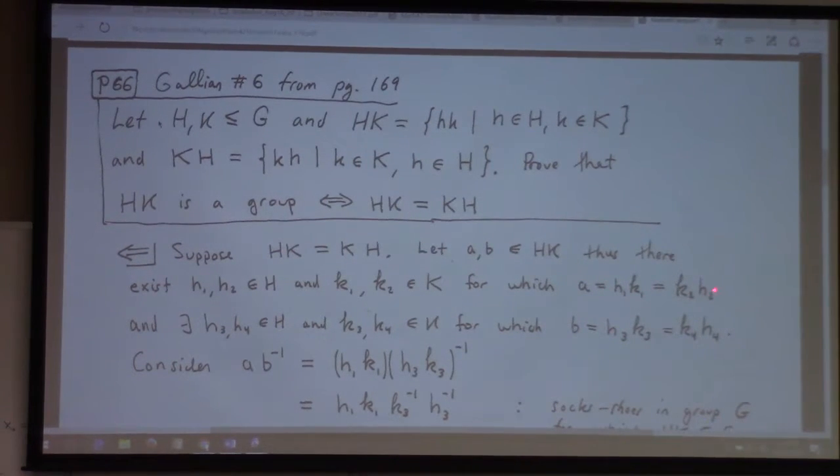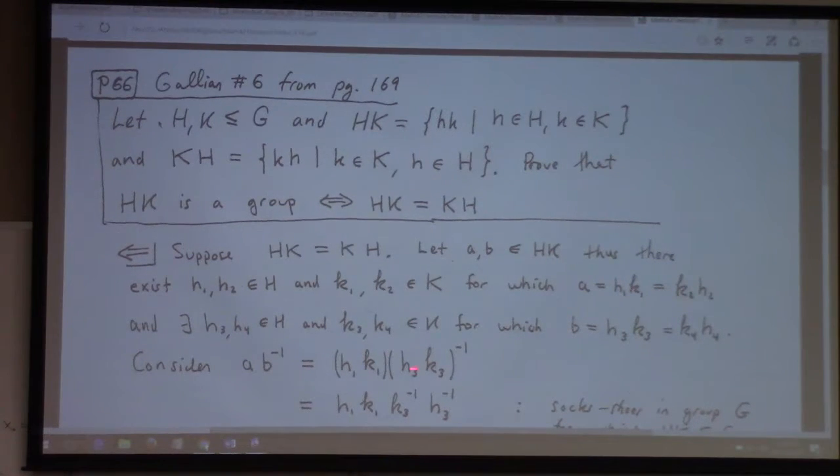So there exist some element in K and some element in H such that K2H2 is equal to A. Likewise for B, you can either write it as H3K3 or, for some possibly different choice, K4H4. Now, of course, if we're in an abelian group, the same H and the same K will work, but we shouldn't assume that from the outset.